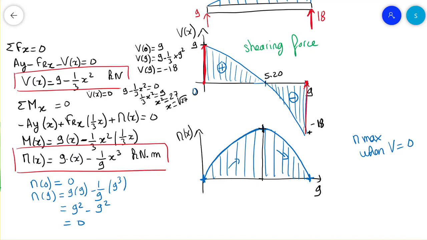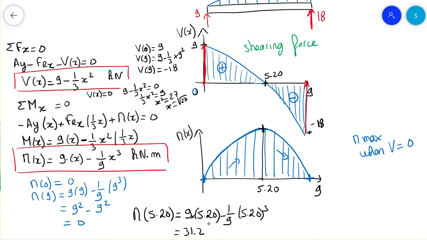And we can find the maximum value of the moment. So this is the same as this one, V equals 0, so the x equals 5.20. So we need to solve for M of 5.20. So replace x by 5.20. So 5 times 5.20 minus 1 divided by 9 times 5.20 cubed. And this is equal to 31.2. So this value there is 31.2. So you see the maximum bending moment, it's not exactly in the middle. It's when x equals 5.20.